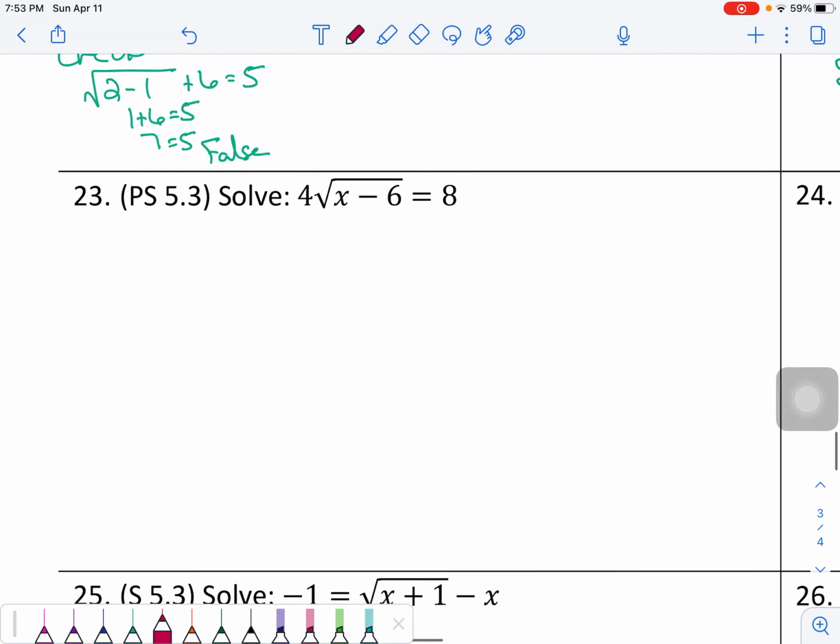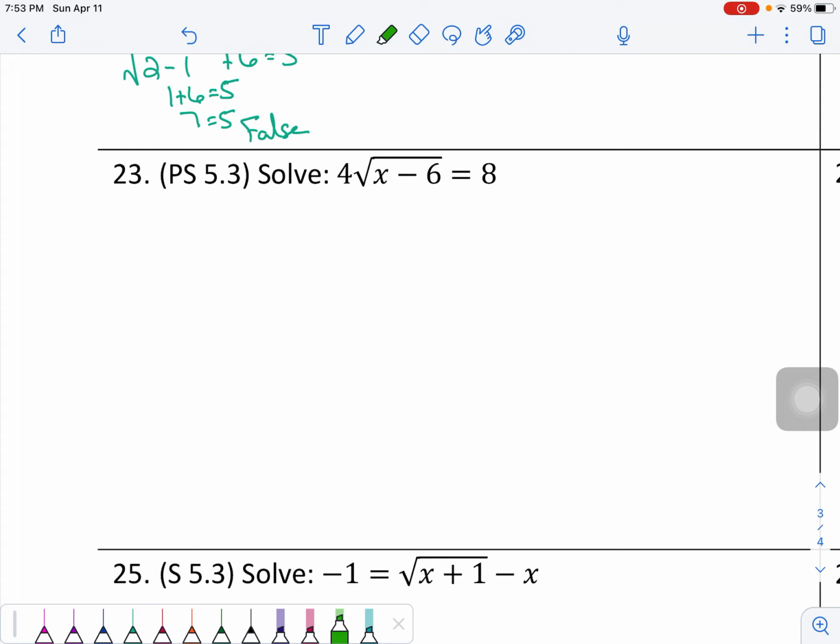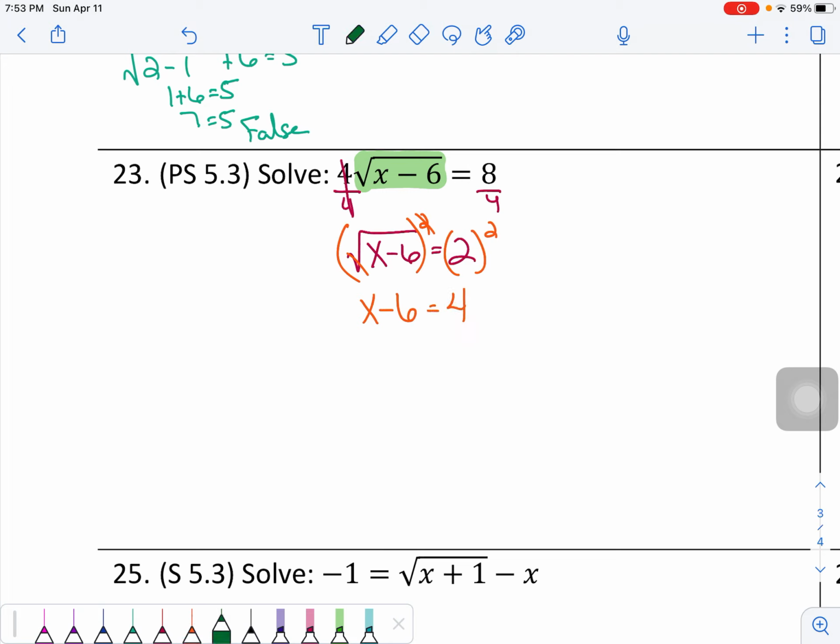All right, moving on to 23. I'm going to find that radical. In this case, it's the square root of x minus 6. I am going to get rid of the 4, so I'm going to divide both sides by 4. So square root of x minus 6 is equal to 2. To get rid of the square root, I'm going to raise both sides to the power of 2. Square and square root cancel out. X minus 6 is equal to 4. To get rid of a minus 6, I'm going to add 6 to both sides, and I'm going to get x is equal to 10, but I have not yet checked my answer.